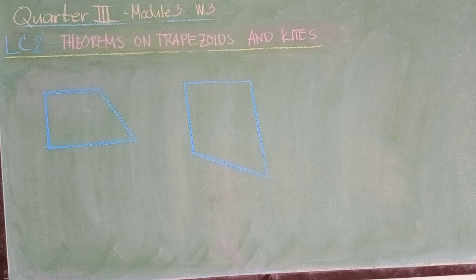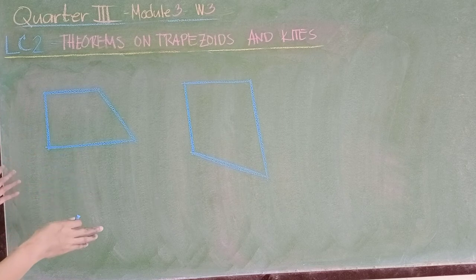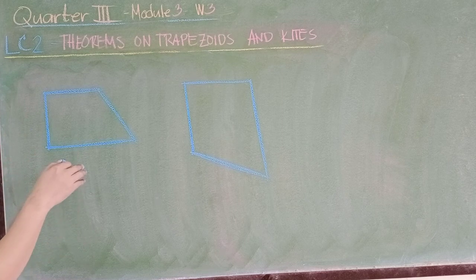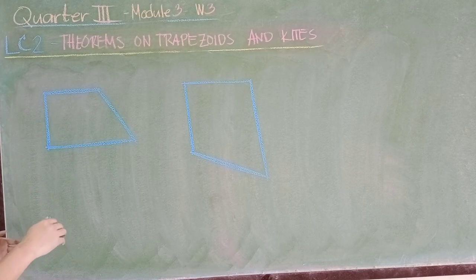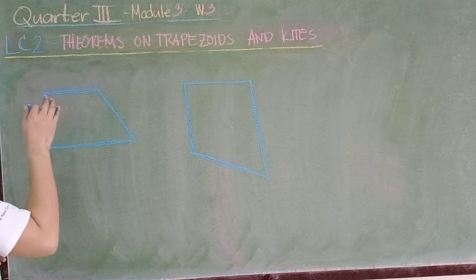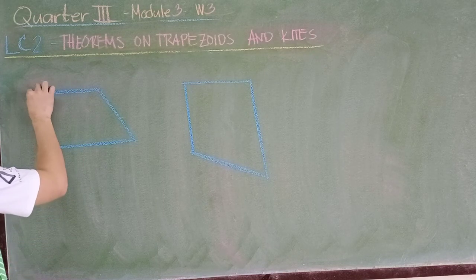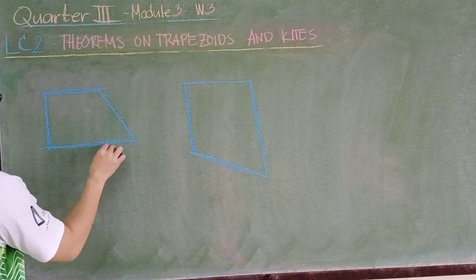Next example, let's say, well, this is not on the module pero isama na natin for discussion para marami tayong example. So, for this example, identify natin paano natin guguhitan yung median natin. So, dito sa may first trapezoid, identify muna natin ano yung lines na parallel. Kasi yung bases natin parallel doon sa may median. So in this case, yung dalawang side na parallel would be these two sides.